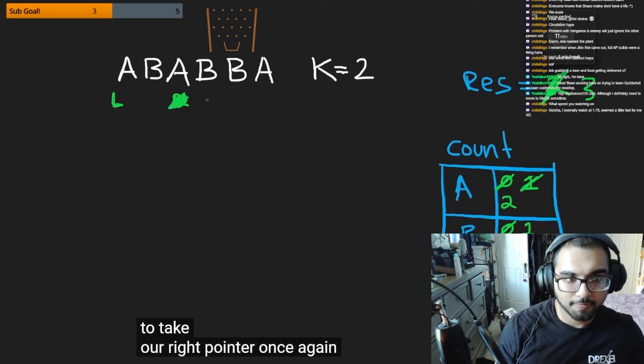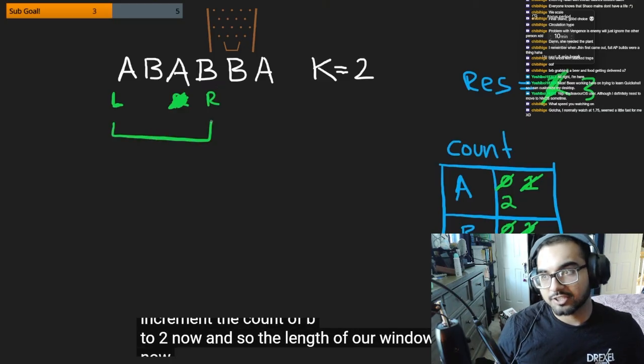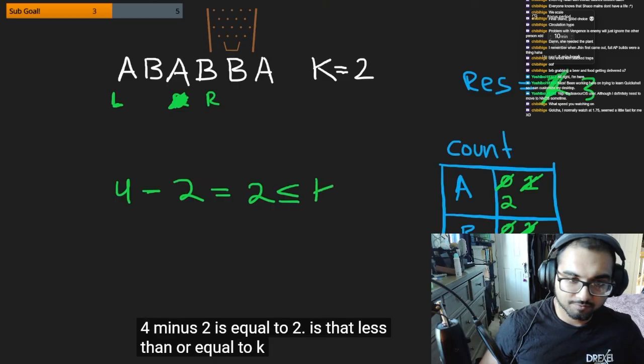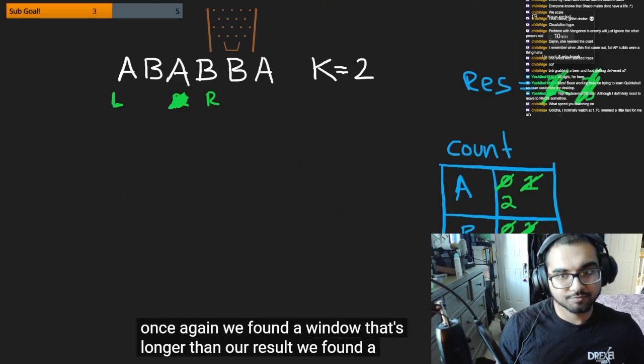So I'm going to take our right pointer once again and shift it over to the b. Since we reached another b, we're going to increment the count of b to 2 now. And so the length of our window now is 4. The most frequent character is either of these, and that's going to be 2. 4 minus 2 is equal to 2. Is that less than or equal to k? K is 2 in this case. So of course, once again, this condition does hold. So once again, we found a window that's longer than our result. We found a window now of length 4.